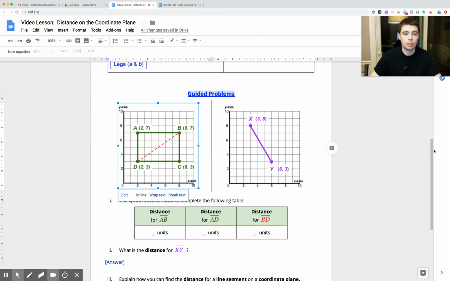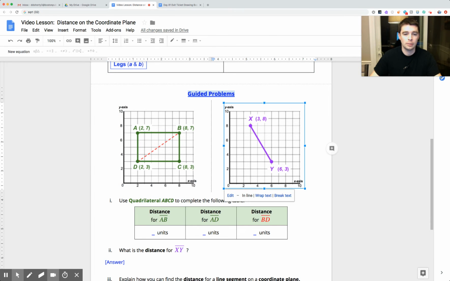Both guided problems, the major goal is going to be, how do I find the length of a diagonal line on a graph? The key is the green quadrilateral is going to show us we could make our own right triangle on the graph, and then we can find the length of the two legs to help us find the hypotenuse. Let me show you what I mean.